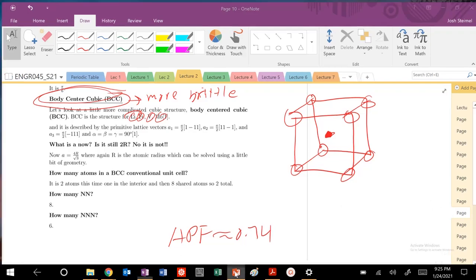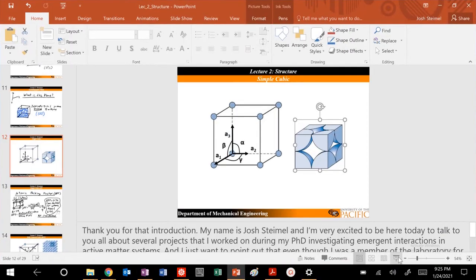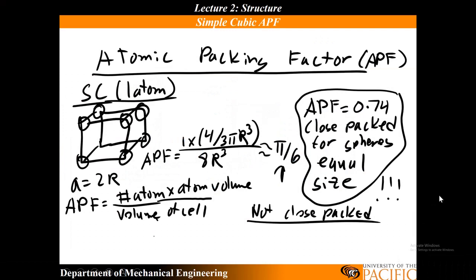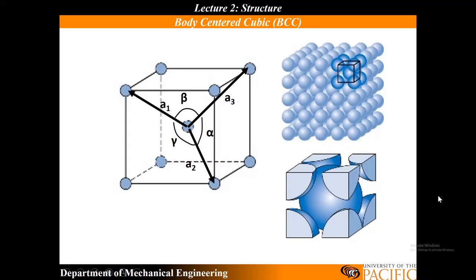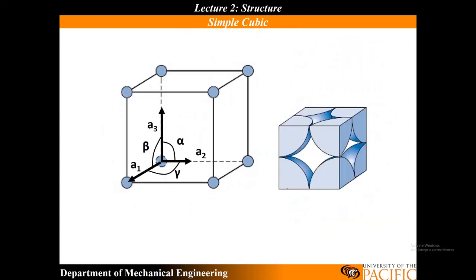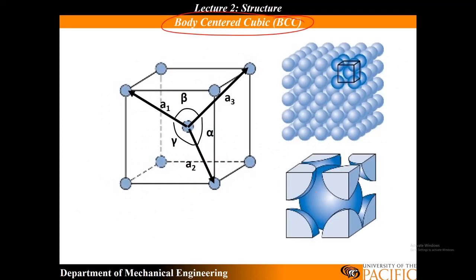Let's go to our lecture notes here, and let's go to the next slide. So this is body-centered cubic right here, BCC. We can see some of the basis vectors. We'll write this out in a second, but you can see the difference, right? In simple cubic, you saw that these corner atoms were the ones that were touching. But look at body-centered cubic.